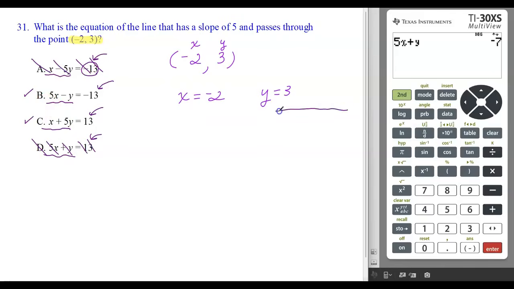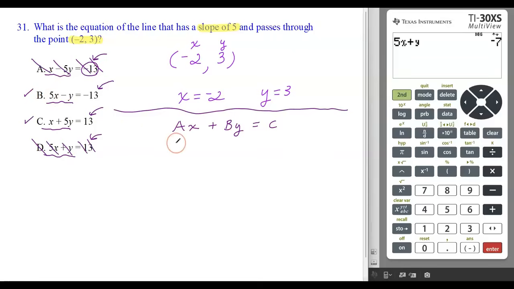Now, if your algebra skills are pretty good, I'm going to show you the next piece of this. We're going to look at the slope. The slope is 5. These equations are written in standard form. Standard form looks like this. ax plus by equals c. That's standard form. This is not on your formula sheet, but this is the quickest way to do these problems. So I'm going to look at equation B because I'm down to B and C.